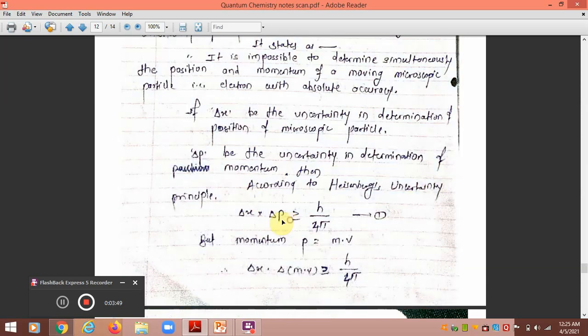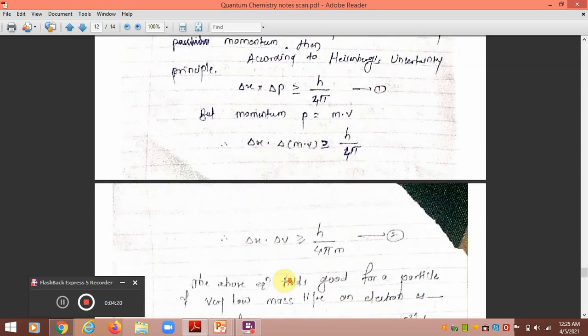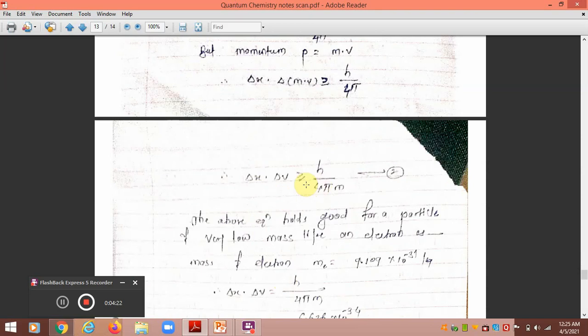But you know very well that in the last lecture we discussed momentum, and here momentum is the multiplication of mass into velocity. If you put this value of mass into velocity for the momentum in this equation number 1, it will be written as follows. Since it is a microscopic particle, its mass is constant. That's why delta x into delta p is greater than or equal to h upon 4 pi m.